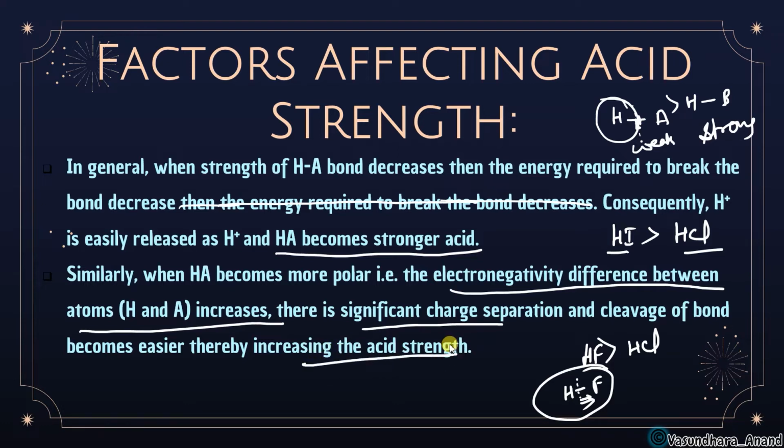Got it? Another example, you just take an example of H2O and HF. Which one is more acidic? In this case, see, fluorine is more electronegative than oxygen, isn't it? So यहाँ bond separation बहुत जल्दी हो जाएगा because it is more electronegative than this, so that's why more acidic is HF. Got it? So this can be the way.